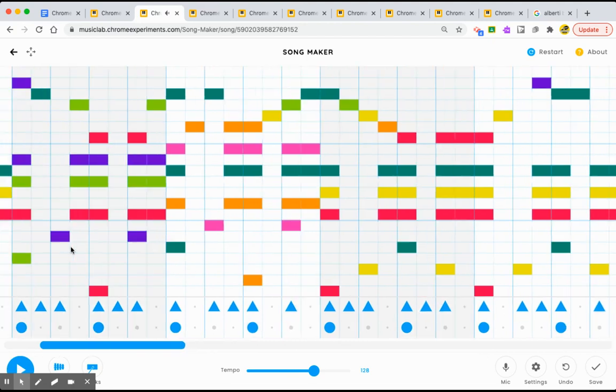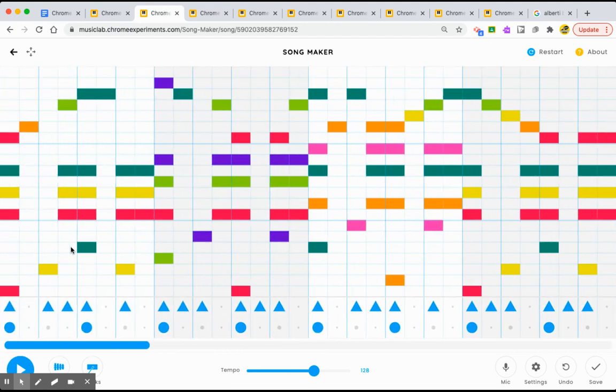So by creating these gaps, you're allowing other parts to come through and be more present and shine. And you're going to hear that in different ways throughout all of these different harmony pattern examples.